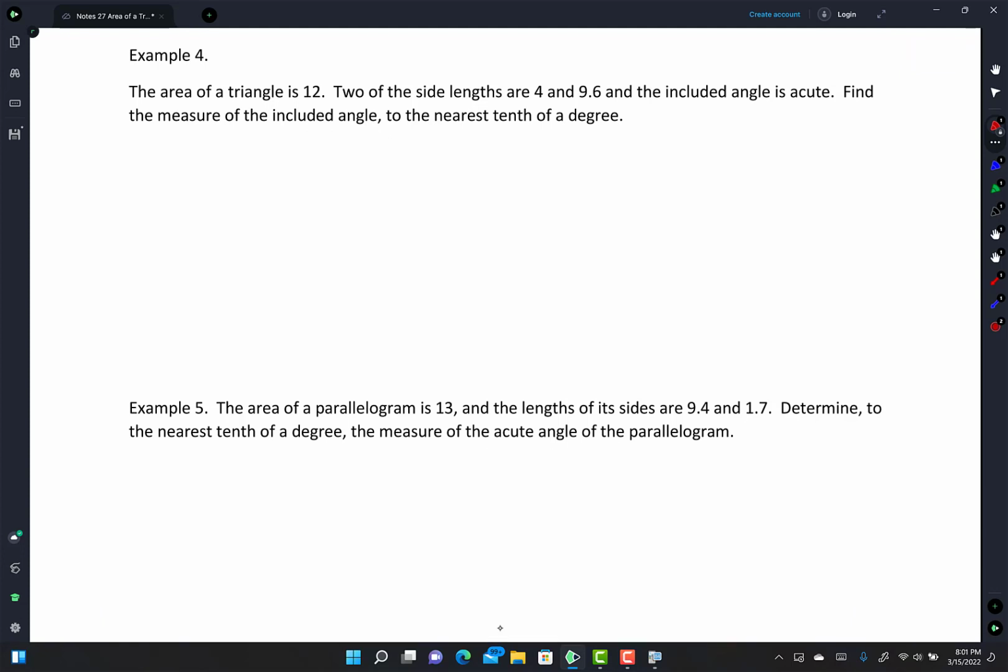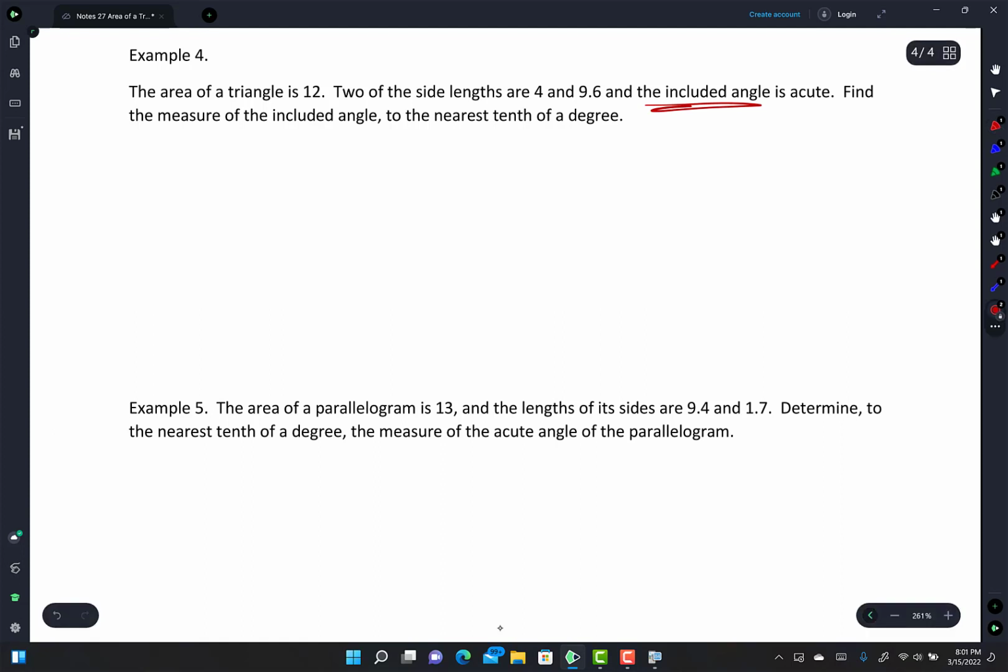All right, let's continue. So now it's just some word problems here, guys. Hopefully, if they're not too bad, let's see. The area of a triangle is 12. Two of the side lengths are 4 and 9.6. And the included angle is acute. So that means the angle between the 4 and the 9.6. Find the measure of the included angle to the nearest tenth of a degree.